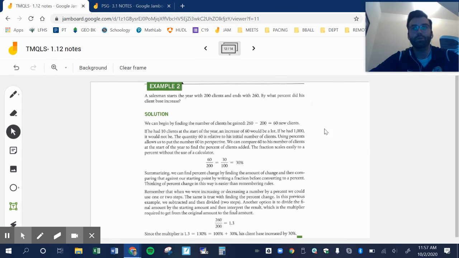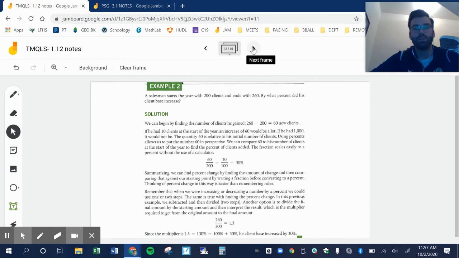Okay, so a salesman starts here with 200 clients and ends with 260. By what percent? So we're figuring out the percent increase; before, we were given the percent increase. There are 2 ways you can do this. If I do 260 divided by 200, I get 1.3, which means there was a 130% increase, because it's 0.3 or 30% over 100. We're going to only focus on the 1-step process.